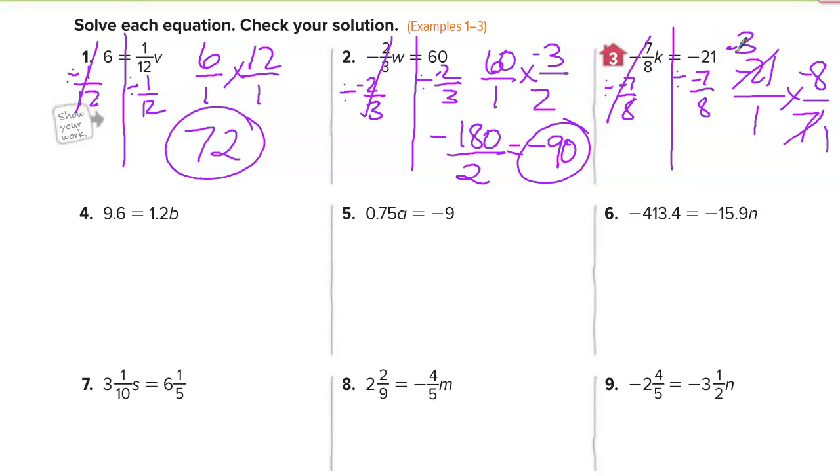A negative times a negative is a positive. So I'm left with 24/1 or equals 24.